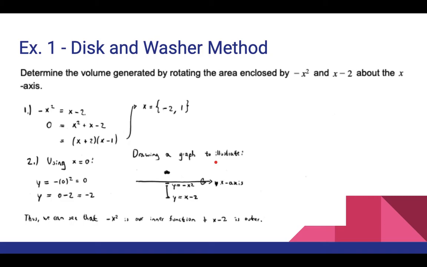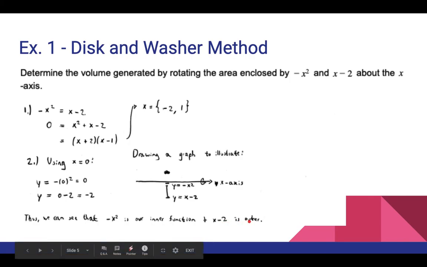So if we draw a graph to illustrate right here, okay, we can see that negative x squared is going to be closer to our axis of rotation, whereas x minus 2 is going to be further away from our axis of rotation. So as a result, negative x squared is our inner function, while x minus 2 is our outer function. So this illustrates a very subtle, important point, in that our inner function and our outer function are not necessarily going to be the greatest value function and the lowest value function.